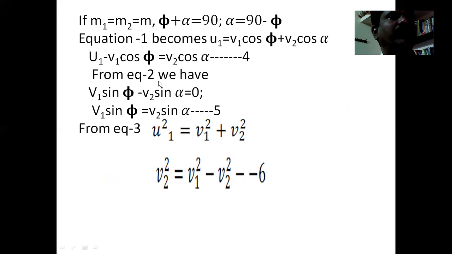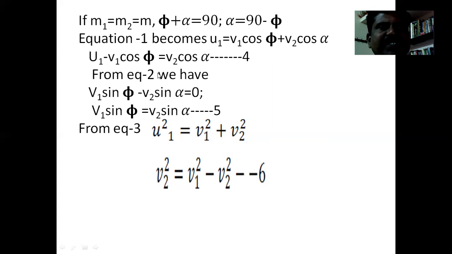Next, let's take the conditions. If m1 equals m2, that is equal to m, then equation 1, the component of momentum along the x-axis, becomes u1 = v1, because the m cancels. So we get u1 equal to v1 cos phi plus v2 cos alpha.